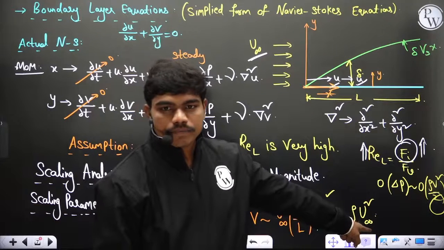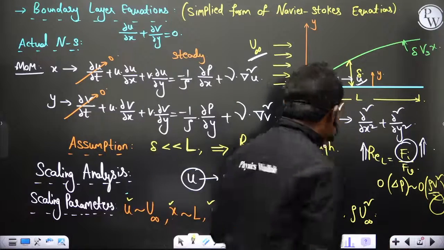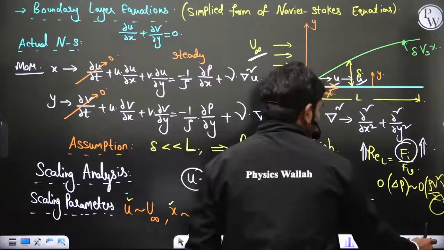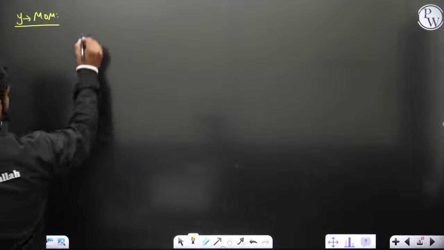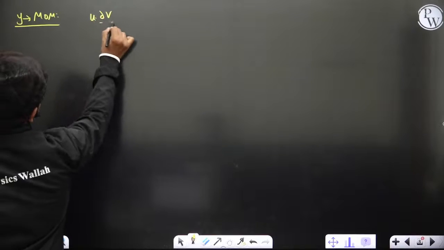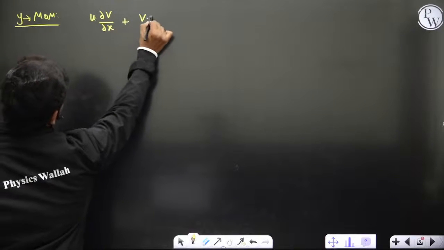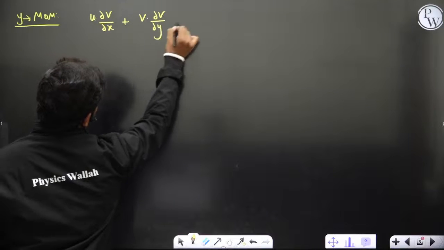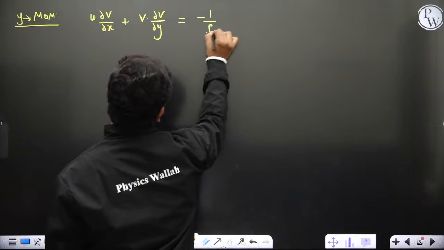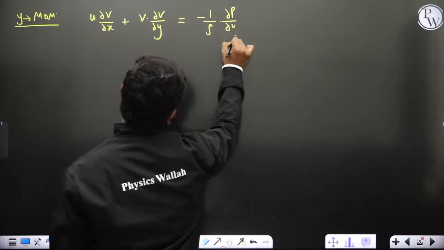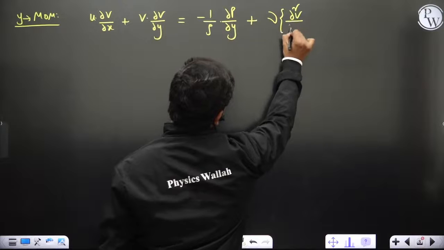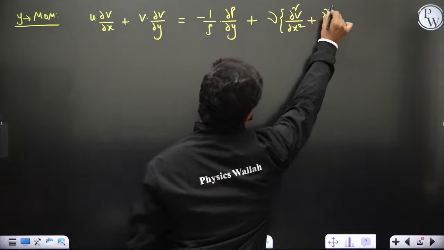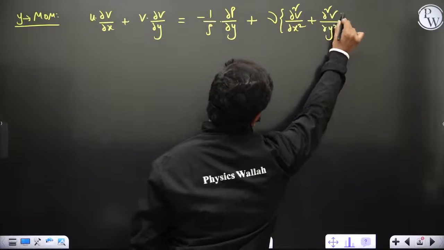Okay, now let us see. If you see these equations, first of all let us write the y momentum equation. You can understand something. Y momentum equation: u into dou v by dou x plus v into dou v by dou y is equal to minus 1 by rho times dou p by dou y plus nu times dou square v by dou x square plus dou square v by dou y square. This is what we have here.